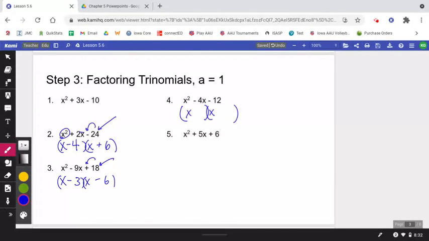x and x, things that multiply to be 12, and when you subtract them, they are 4. 6 and 2. Sign chart says bigger one gets a minus. And the last one, factors of 6 that add up to 5: 3 and 2. Sign chart, both plus.